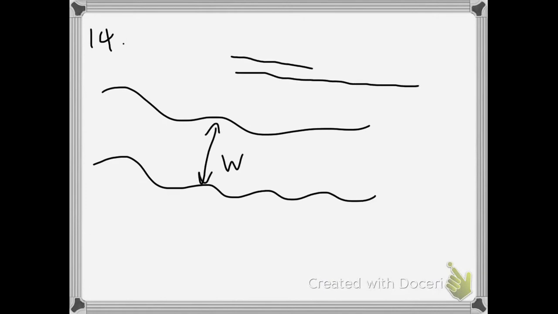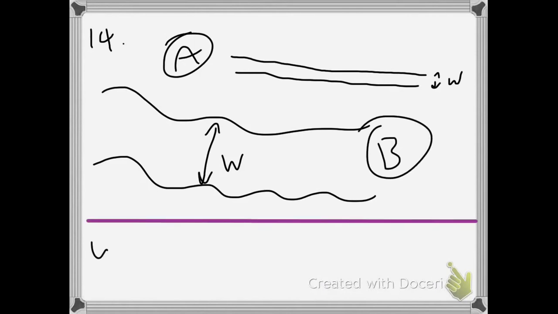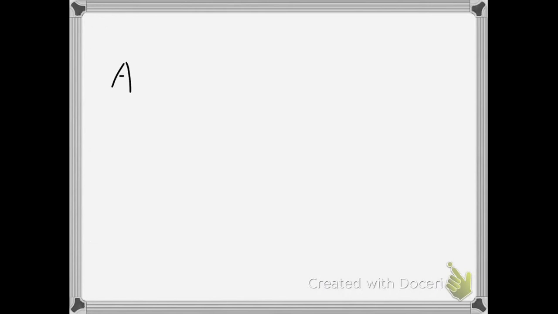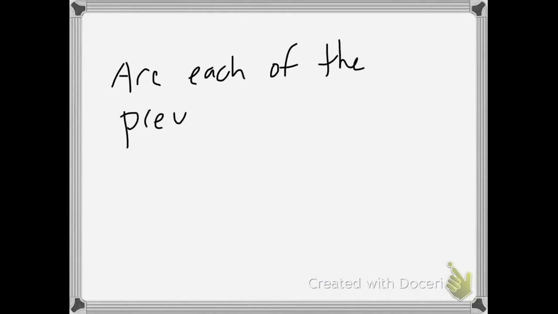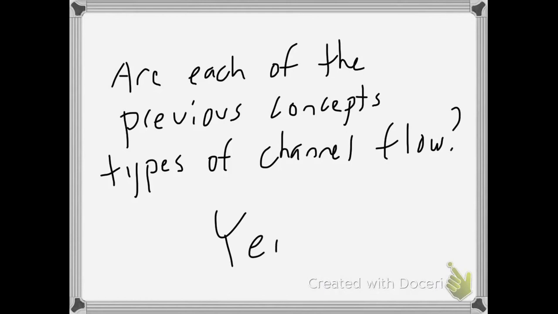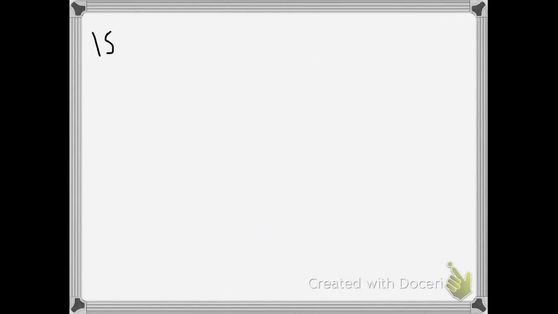Okay, question number 14. I have a wide thing and a more narrow thing labeled A and B. So between A and B, which one is going to represent a creek? And that is letter A. That's where my father and I used to go fishing, in the creek. Okay, between A and B of the previous slide, between the creek and the river, are those each types of channel flow? Do they represent channel flow? And the answer is, of course they do, because they're both confined to a channel.